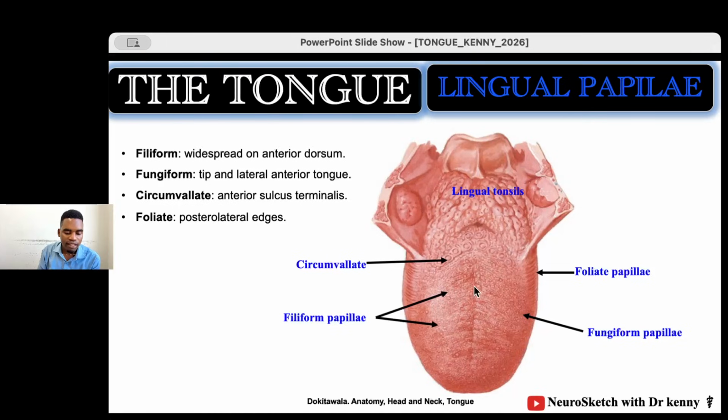And then we have said the filiform ones, they are abundant. They are numerous in number. They occupy almost everywhere. And then in between the filiform, you will see you have fungiform. These fungiform are scattered within the filiform papilla. These are the lingual papilla.